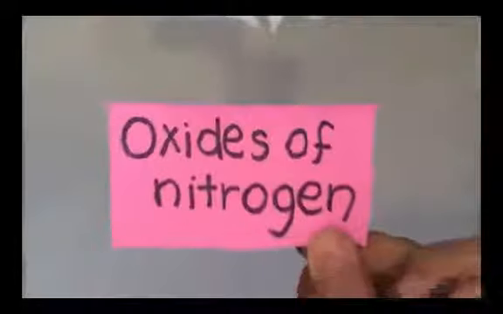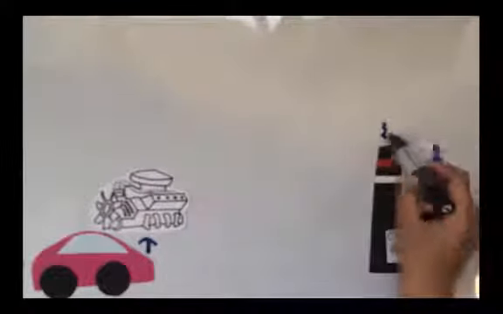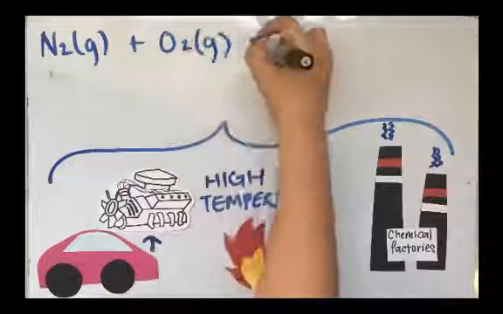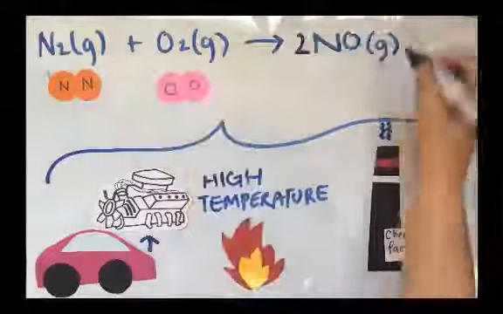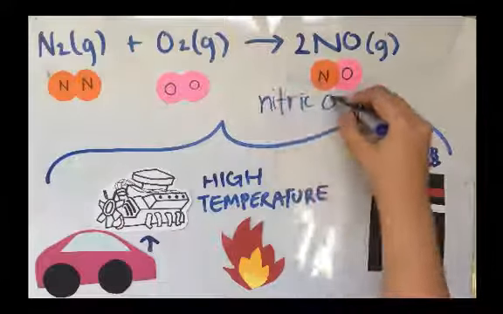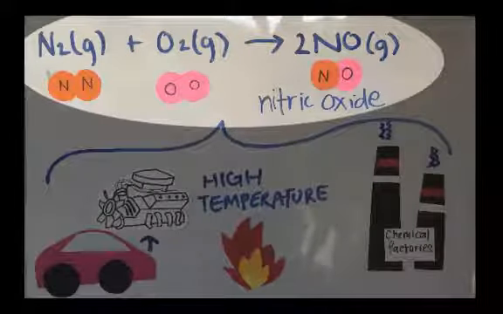Up next, we are going to learn about the oxides of nitrogen. Nitrogen gas is emitted from car engines and chemical factories. At very high temperatures, nitrogen gas reacts with oxygen gas in the air to form nitrogen monoxide. It is also most commonly known as nitric oxide. Can you recall the term that is being used to describe this reaction?